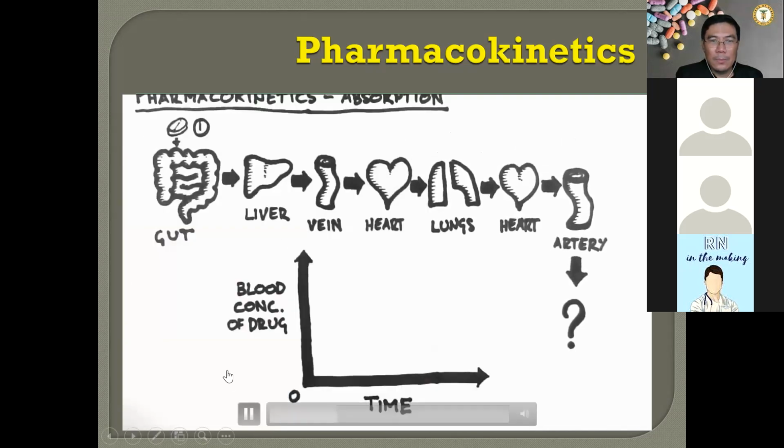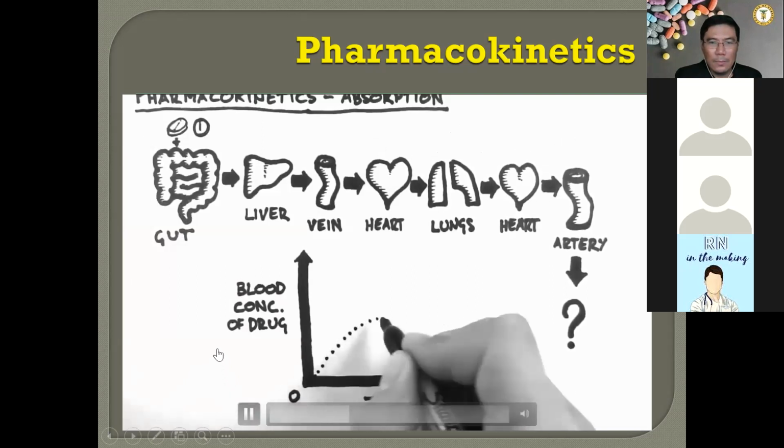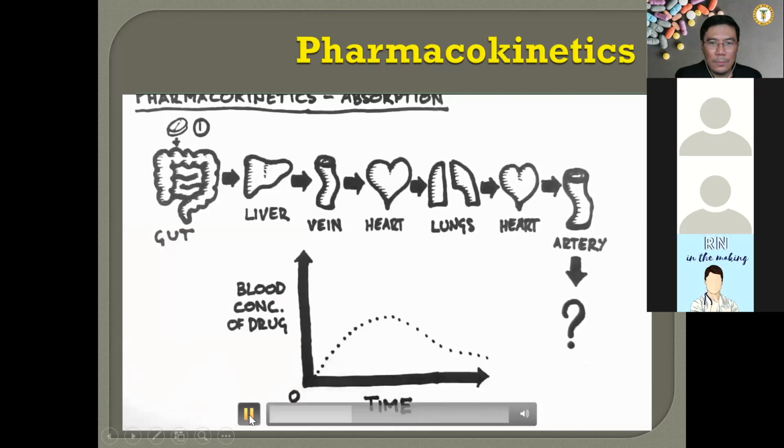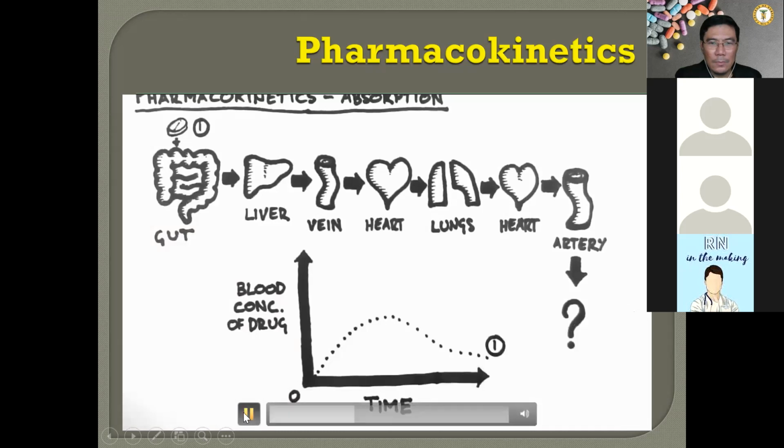Then they move through this whole system. That is, the liver, the venous circulation, the heart, the lungs, back to the heart, and then to the arterial circulation. This takes quite some time, so what we see is a slow rise in the blood concentration and then a slow fall. Note that the Cmax is quite low and the Tmax is quite large.